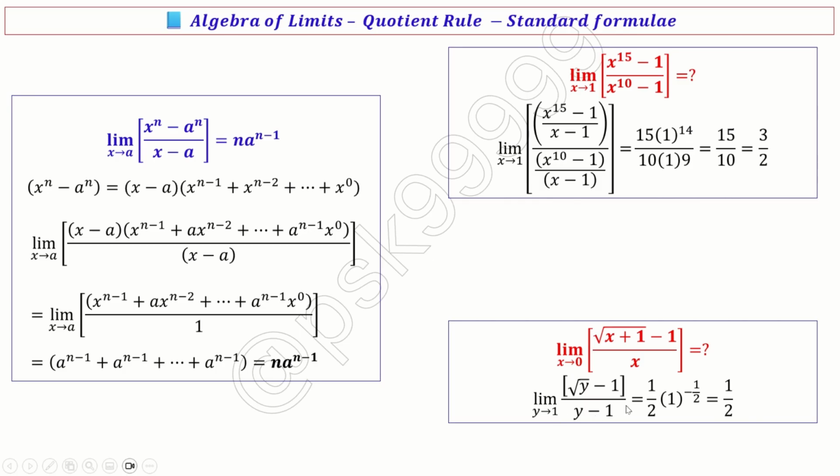Square root of y minus 1 divided by y minus 1. This is nothing but y to the power of half, 1 to the power of half. So this will become half into 1 to the power of half minus 1, which is minus half, correct? 1 to the power of anything is 1. So the answer is 1 by 2. See, this is how you can apply this powerful formula.